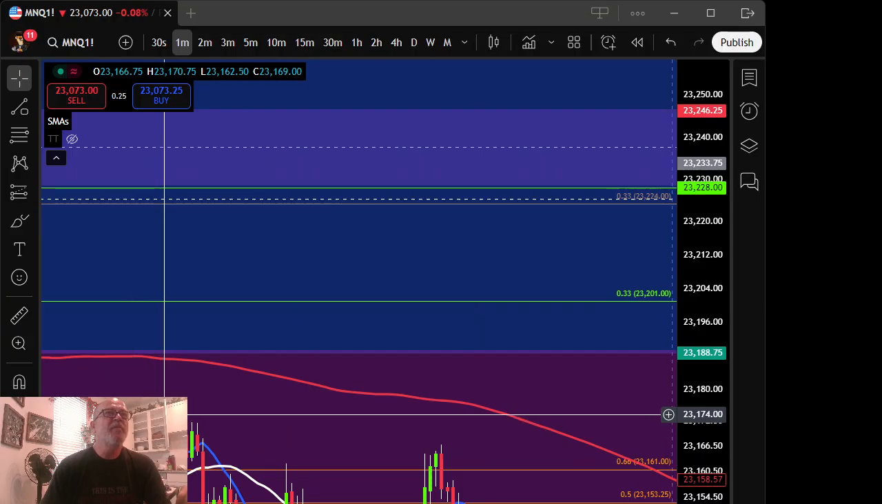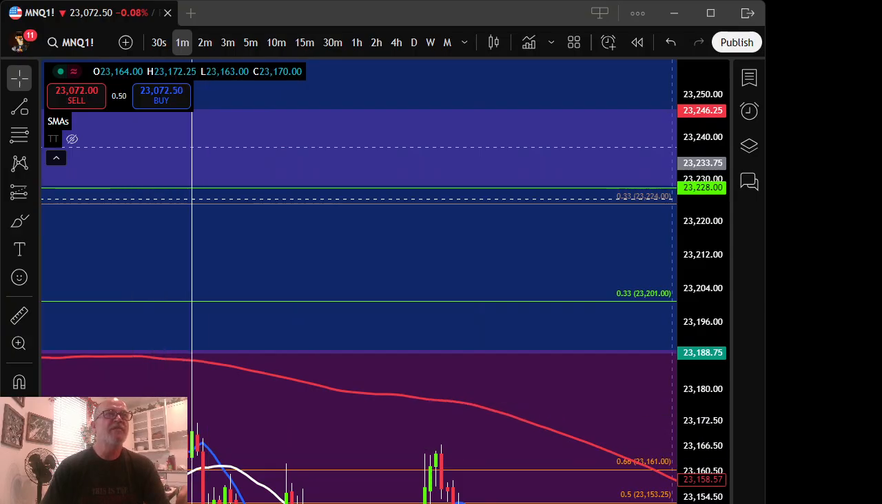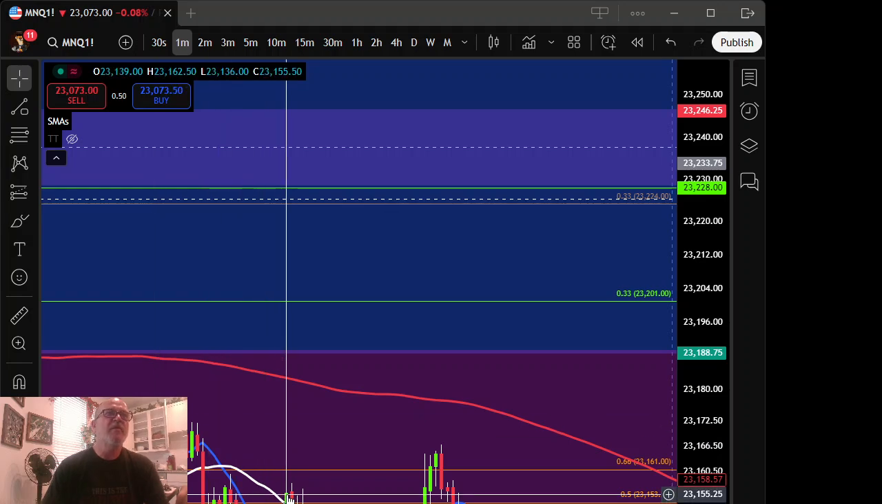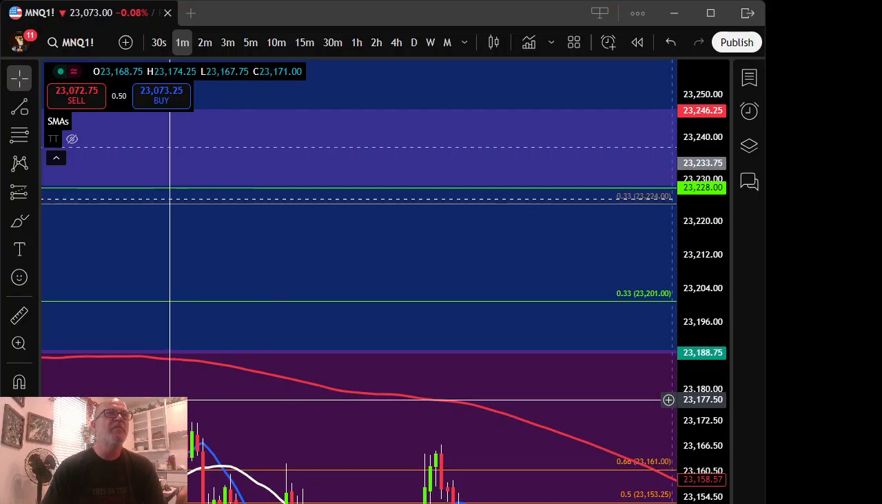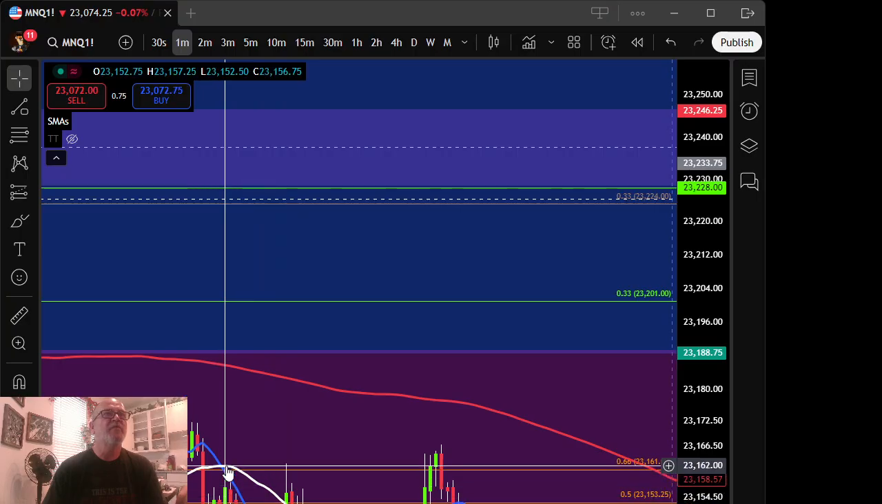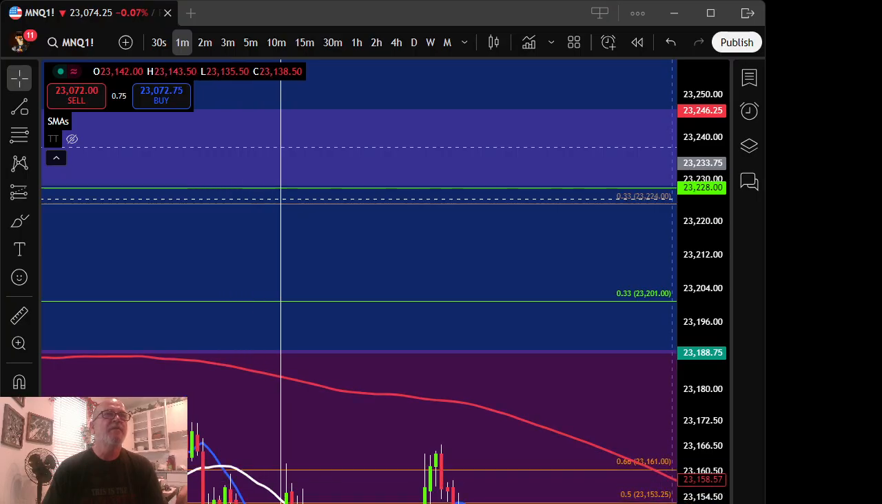I put my fib up on the swing. We swept the highs, we swept the lows. So we have a swing here. We're in a downtrend. We get a pullback here. So I put my fib up on this full swing, 1 minute swing here. And the very first pullback, well, we've got to start from here because that's where we're measured.